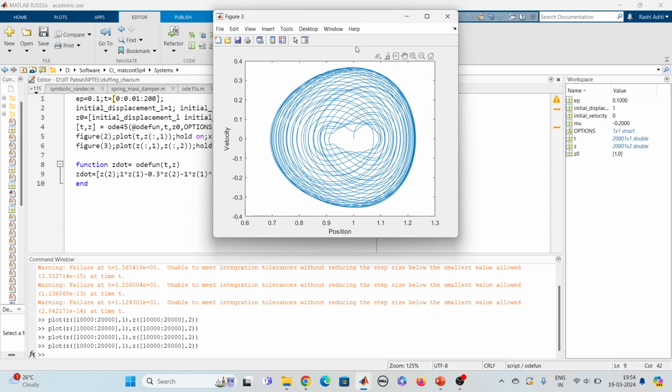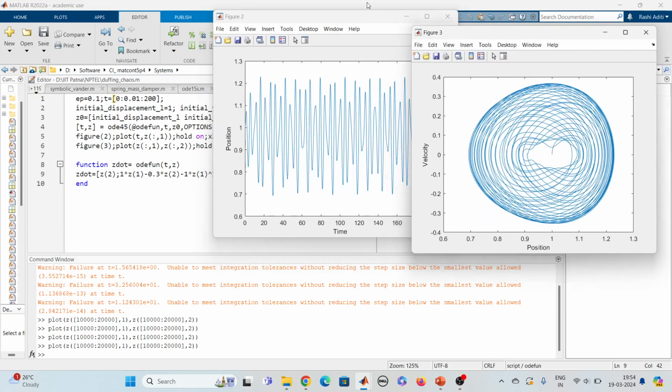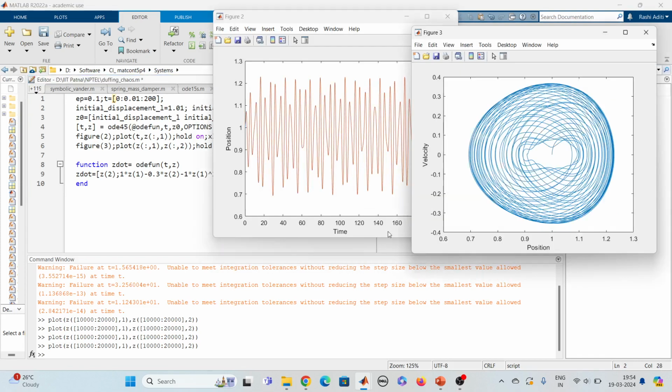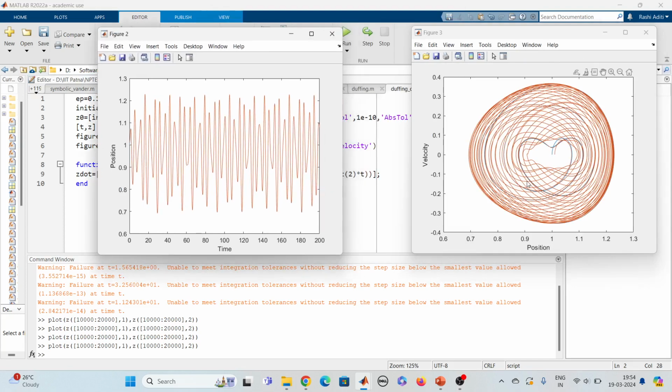See, it is a quasi-periodic behavior. You can see a torus. Now if I give some variation in the initial condition, see, there is some variation only initially. After that, it is following the same path. Even the phase plot is the same and the time response is the same.